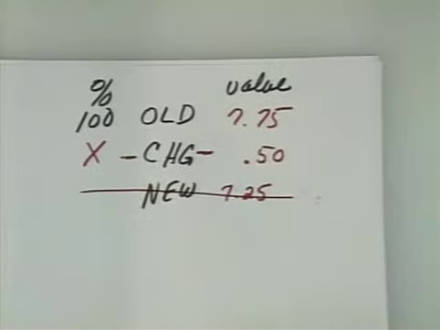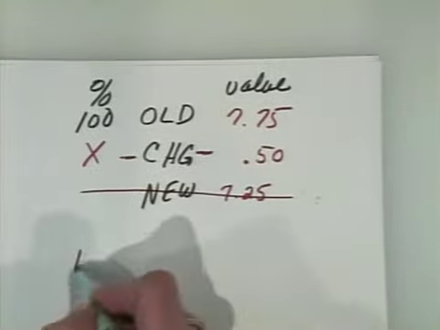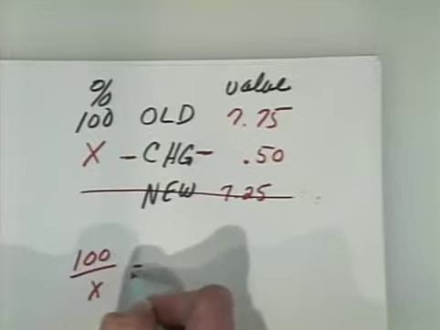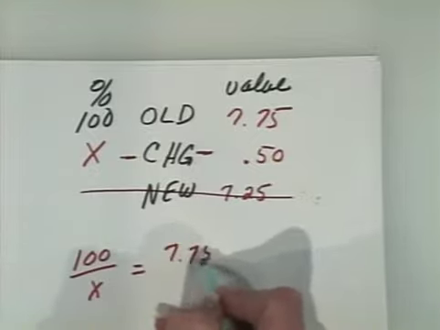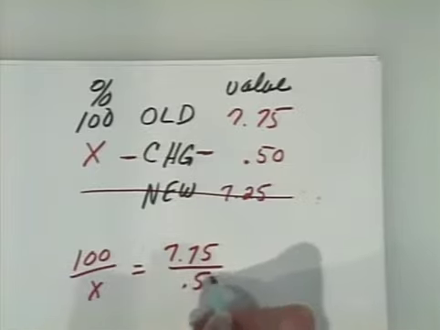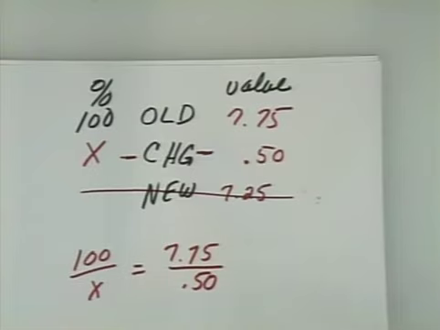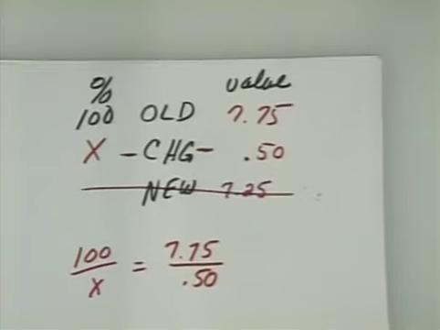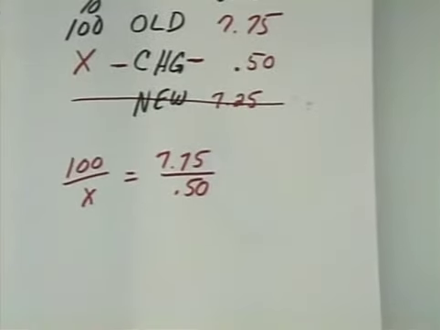I can set my proportion up going 100 is to X, proportionally the same as 7.75 is to 0.50. I can use 0.5 or 0.50. I have a tendency to keep all the decimals the same length. I'm then just going to, once I've got that proportion set up, cross multiply.